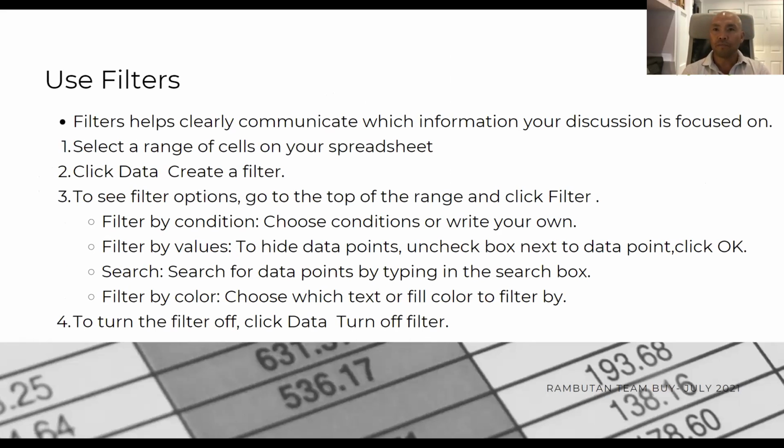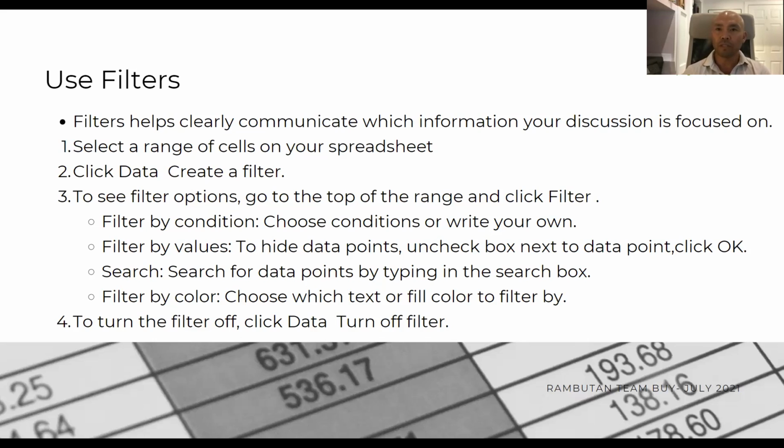Use filters. Filters help clearly communicate which information your discussion is focused on. Select a range. This is for Google Sheets, very valuable and helpful, especially when you have a large Google Sheet with a ton of information and you want to filter to certain categories or topics. It helps you keep the large document of data but also simplify it to the key information that you're looking to seek.